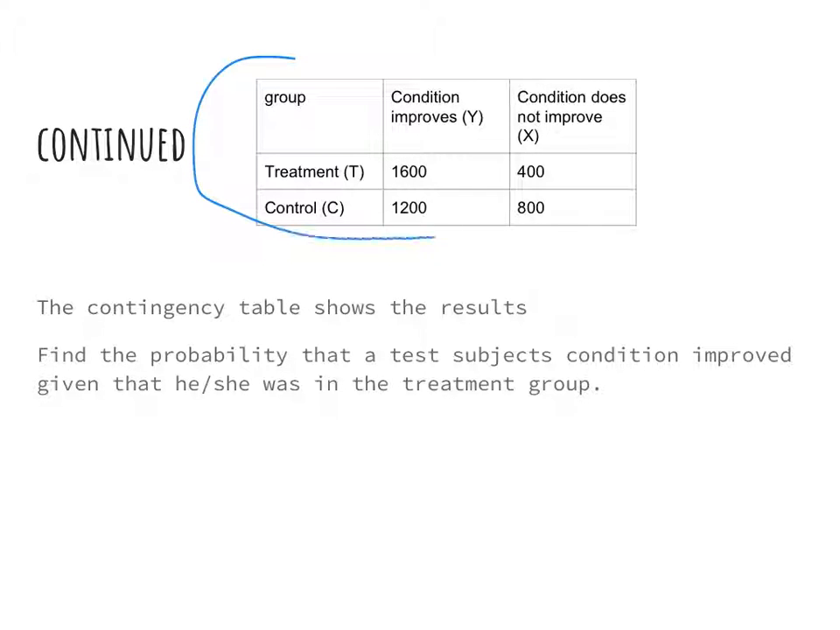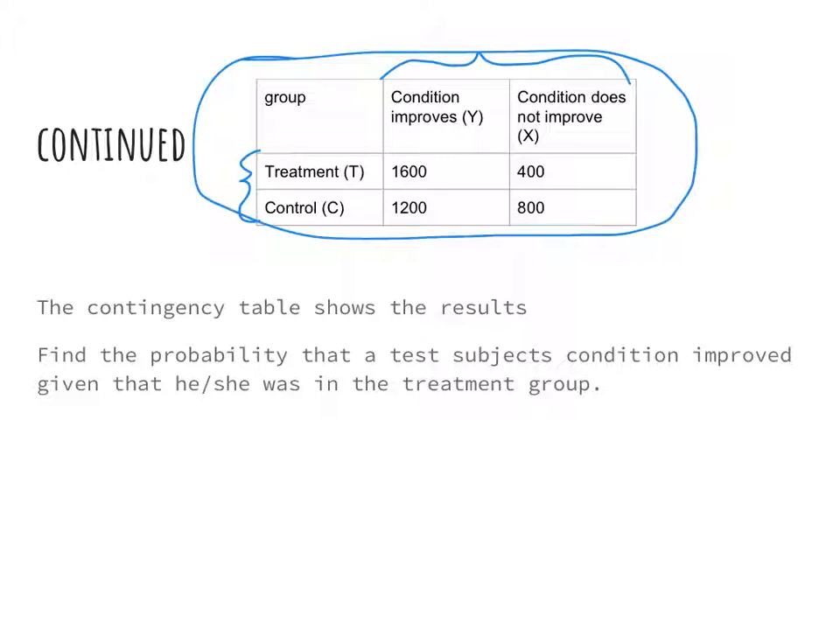As you can see up here is our frequency table. One variable is treatment versus control. Our other variable is whether their condition improved or not. So this number right here, this 1600, means that they were in the treatment group and their condition improved. This 400 means that they were in the treatment group and their condition did not improve. Same with the 1200, they were in the control group and their condition improved, and 800, their condition did not improve and they were in the control group.